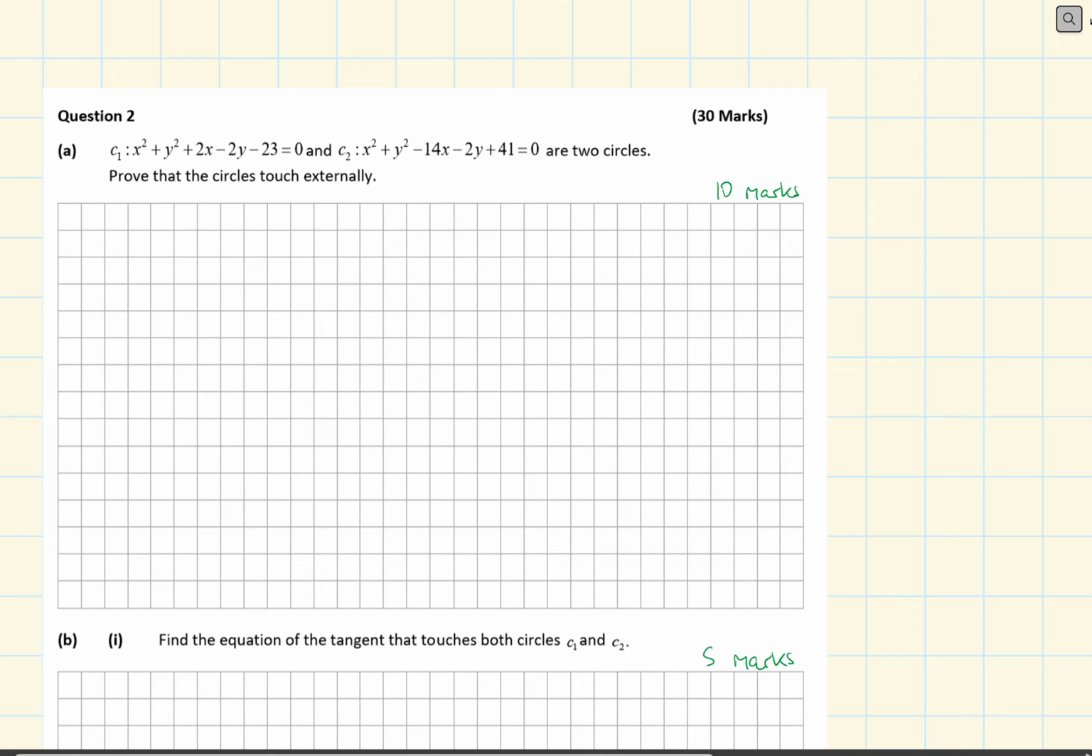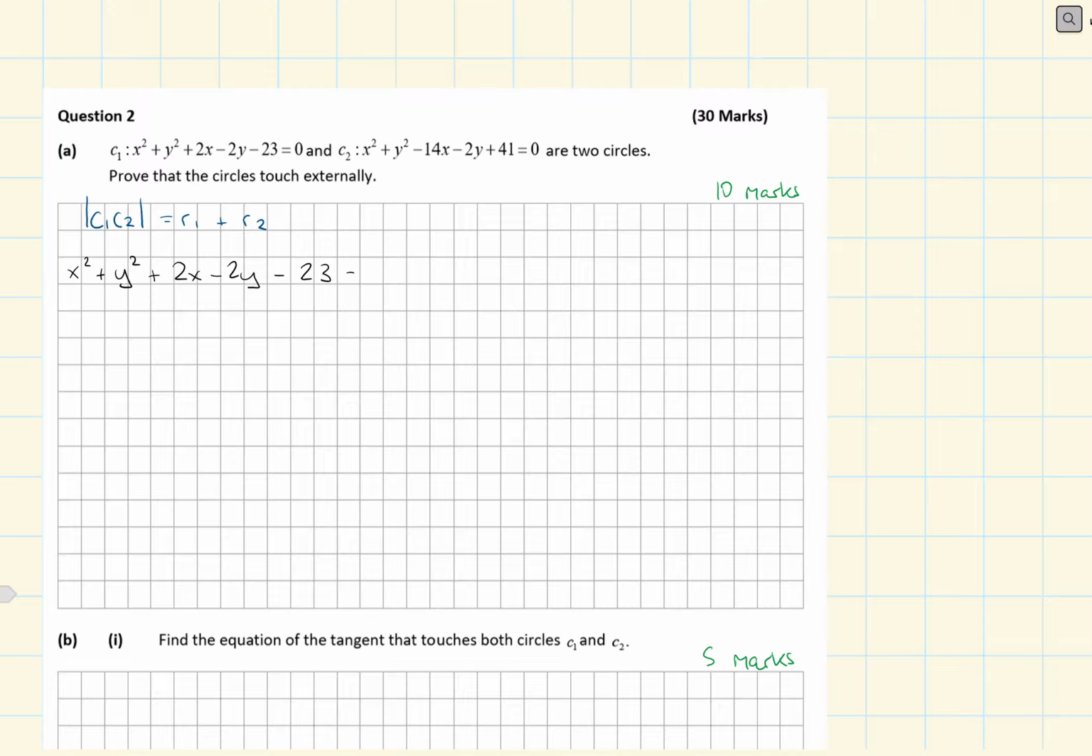the circles touch externally. So if we have circles touching externally, then the condition for it is the distance from center 1 to center 2 will equal radius 1 plus radius 2. So if we look at our first circle, we have x squared plus y squared plus 2x minus 2y minus 23 equals 0.